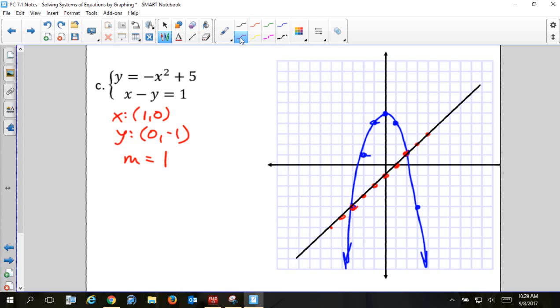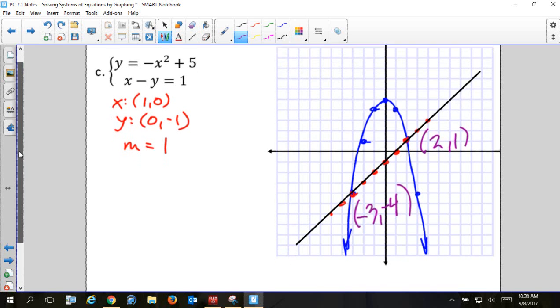It's kind of fun. So we have 2, 1, or we're guessing it's 2, 1, and -3, -4. But I say guessing because we could have graphed wrong. So we just need to check our answer. But there are 2 answers. So you have to check both answers in both equations. Both answers in both equations.